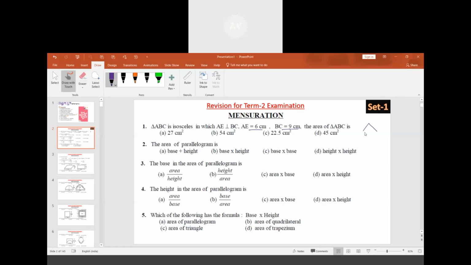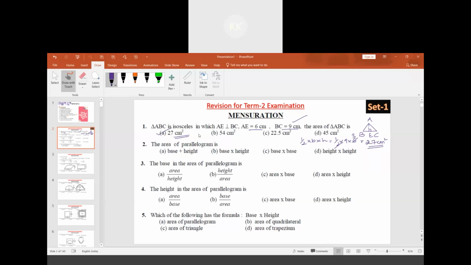It is difficult to make out the figure, so it's better that we draw it. Here we have the perpendicular AE. So it's directly half into base into height. Half into 9 into 6. 3 times 9 becomes 27. Units are also important in this. So 27 centimeter square.